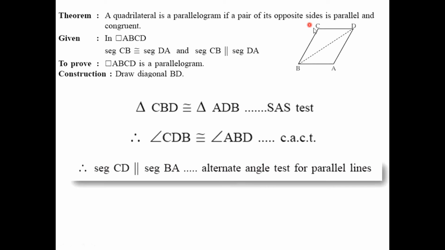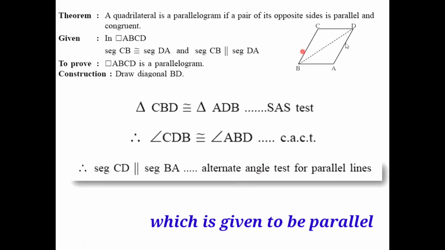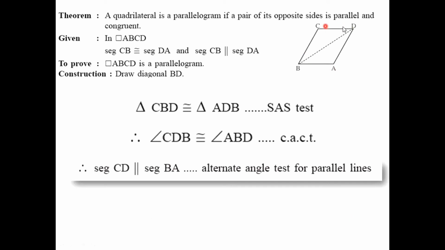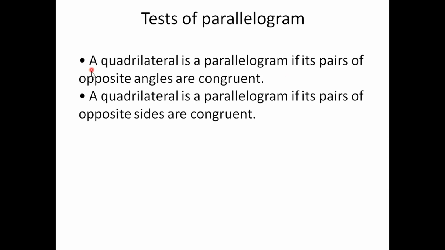Similarly, we can prove that the other pair of opposite sides, that is CB and DA, are also parallel. That's why, by definition of a parallelogram, both pairs of opposite sides of the given quadrilateral are parallel to each other. That's why the given quadrilateral is a parallelogram. So now we can recall the tests of a parallelogram.